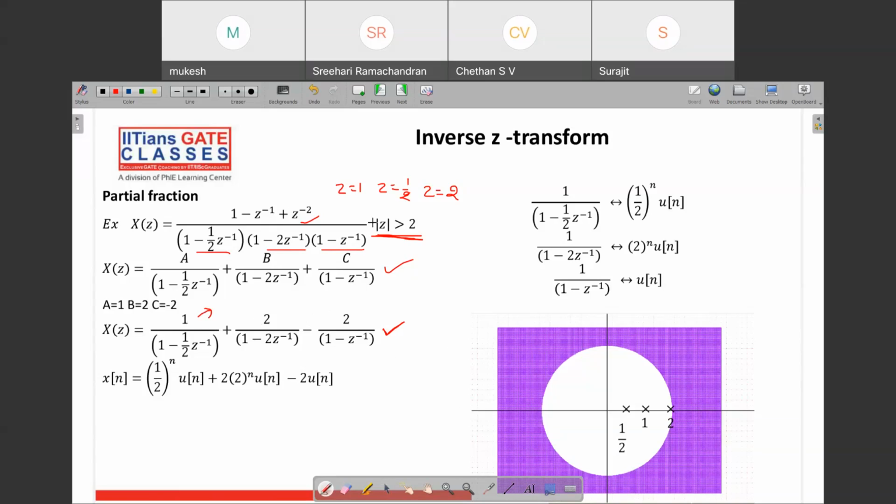Okay, and here we have a ROC in this form. Okay, mod of z greater than 2. Since we have ROC in this form, we will choose the right-sided signal, not the left-sided. Okay. So the inverse Z transform we know for this signal will be this one. So again, I have used this formula, a to the power n u[n]. For this signal, Z transform will be 1 upon 1 minus a z inverse. Okay. So for this one, this will be the inverse Z transform, and for this one, this will be the inverse Z transform. Okay. So for all three of them, I have chosen the right-sided signal because ROC is in this form.